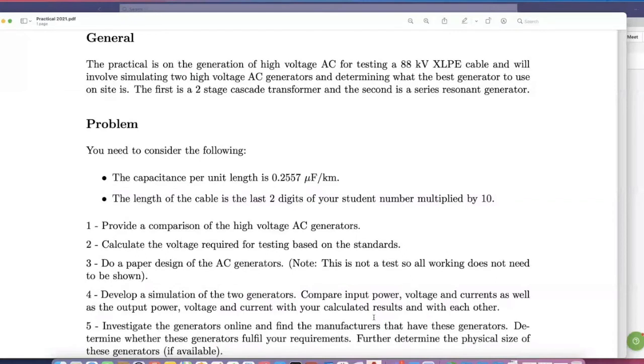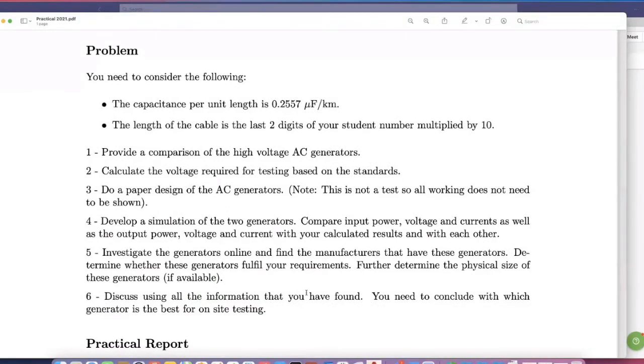It's quite important that 88 kV is a three-phase voltage and may not necessarily be the single-phase voltage. You have to do a paper design of the AC generators. Just a note there that this is not a test, so all working does not need to be shown. So I'll show you some examples of that afterwards.